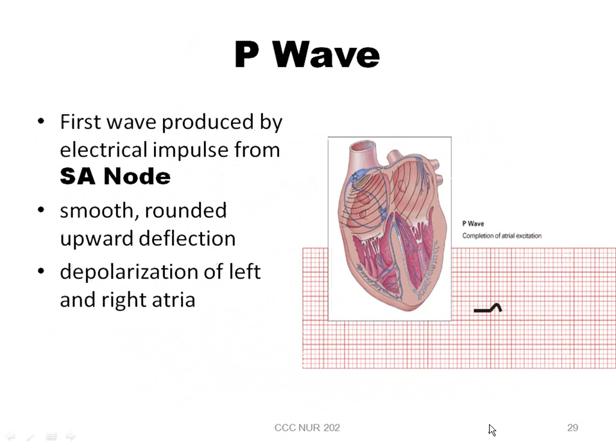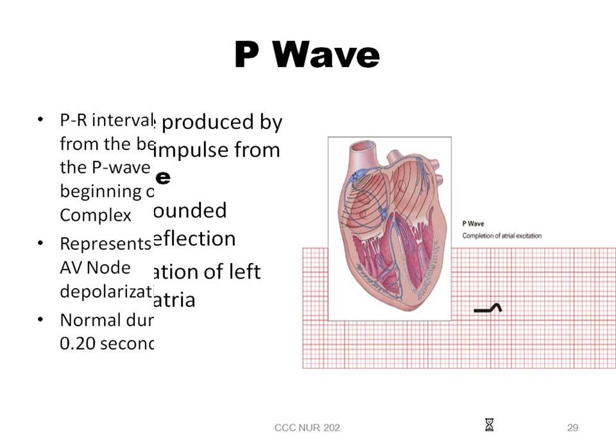Okay. All right. Let's just go through. The P wave's the first wave produced by an electrical impulse from the SA node, okay? Typically, it should be smooth, rounded, and an upward deflection. And we're talking, again, lead 2. It's the depolarization of the left and right atrium, okay? Guys, you should have all of this in your notes, okay?